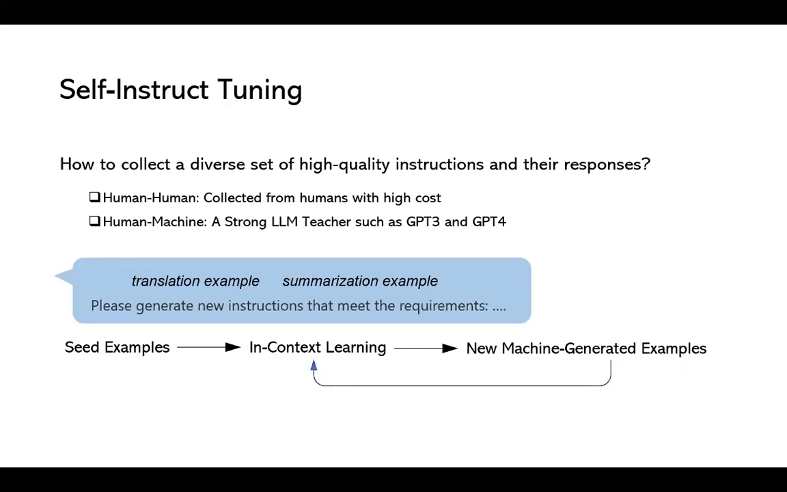Previously, remember, we wrote our own instruction data. One is a translation example, the other is a summarization example. We could use these as seed examples and leverage the power of in-context learning in GPT-3 and GPT-4. Because we have provided these seed examples as illustration, we ask a powerful language model to generate a diverse set of instructions and their corresponding responses. In this way, we can iteratively collect a large amount of instruction following data. And this is how self-instruct works in NLP.